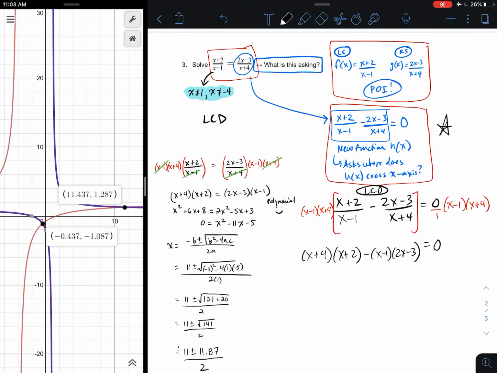Now, I just want to point out that again, the goal of multiplying by the lowest common denominator for all the terms is to obtain a polynomial equation, okay? Because a polynomial equation is one that we have strategies to solve, so that's what we want to deal with algebraically.